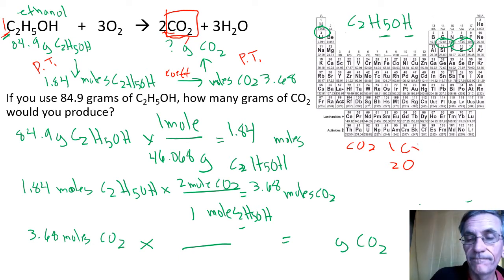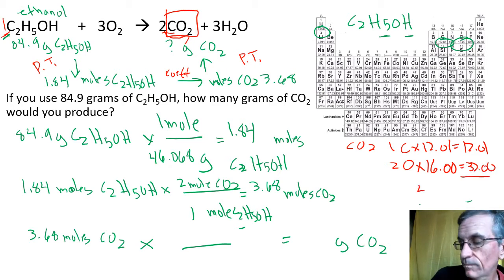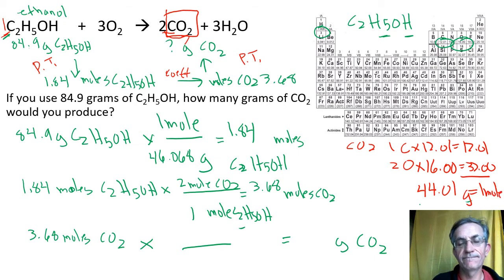1 carbon, 2 oxygens. Now, if we add it all together, it turns out to be 44.01. That's 44.01 grams equals a mole. We're going to use that down here, moles to grams. What are you going to end up doing with the 44? Do you need to get that last step figured out? Do you need to multiply by 44 or divide by 44?